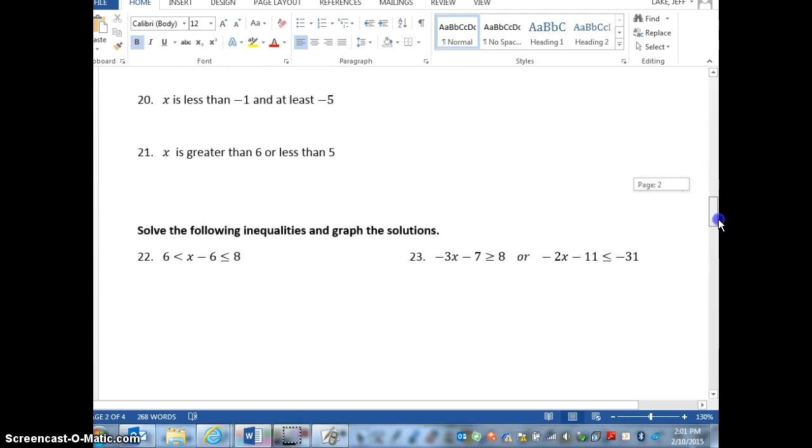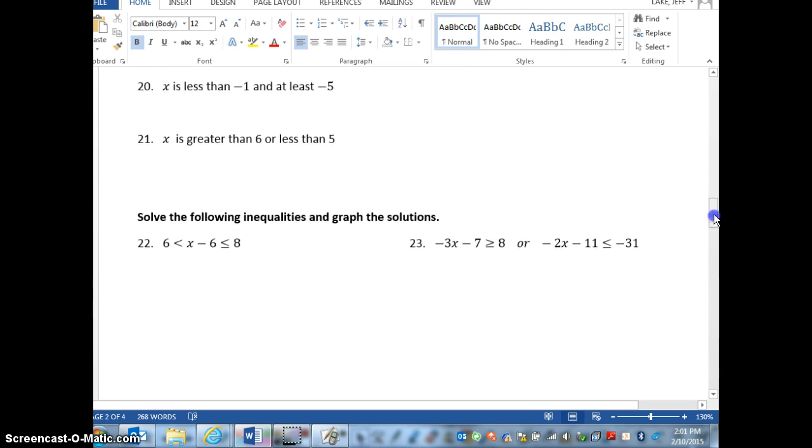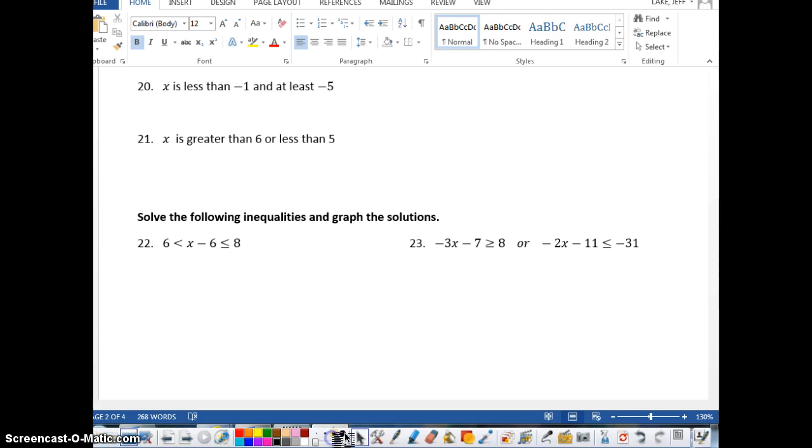All right, number 20. The directions here tell us to write a compound inequality that represents a statement. It says x is less than negative 1 and at least negative 5. So this one's definitely more complicated. If it's less than negative 1, and that "and" means we have to put it together, at least negative 5. Remember, we've talked about whenever you're doing an and problem, you have to have an x in the middle. And since we have this negative 5 and the negative 1, the negative 5 has to come first. That's the smallest one. Negative 1 comes last.